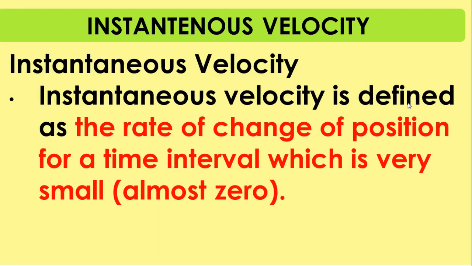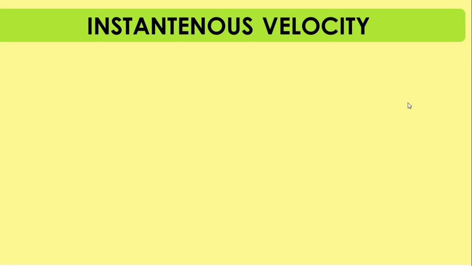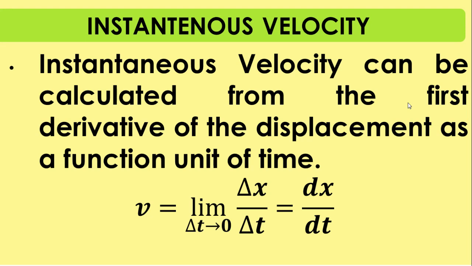When we say instantaneous velocity, this is defined as the rate of change of position for a time interval which is very small or almost zero. So what happens here in the instantaneous velocity, from the word itself, instant. So we have instantaneous velocity in which yung velocity is nag-approach to zero. So instantaneous velocity can be calculated from the first derivative of displacement as a function of unit of time. So this is the equation for the instantaneous velocity.